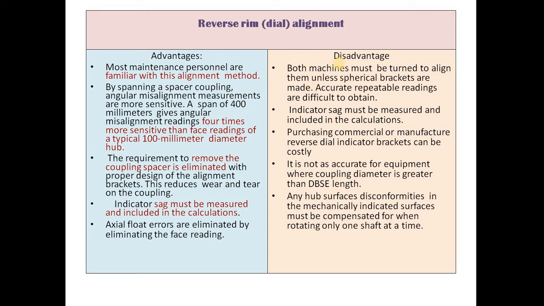The disadvantage of this method is that the 2 shafts must be turned simultaneously. Indicator sag you have to take care of. We have to purchase the commercial brackets, and where the DBSE diameter is greater than the coupling diameter, then this method will not be so sensitive. The rim and face method will be more sensitive and more accurate.